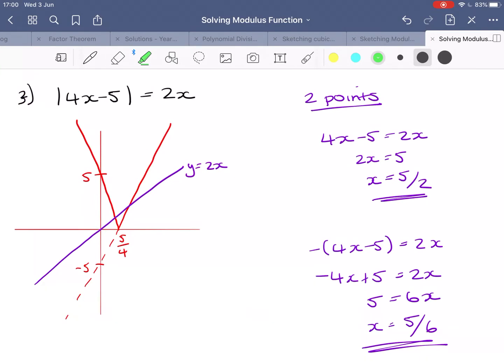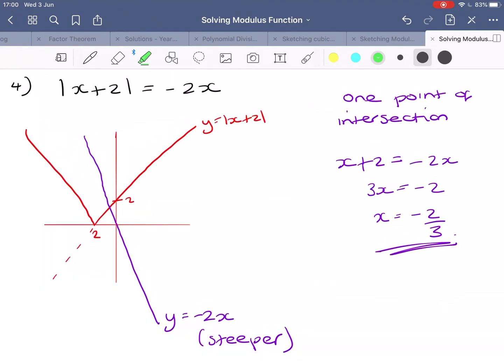Okay, so on this one, we've got our modulus. So we've got the positive modulus cutting the line y equals 2x, and then you've got the negative of the modulus cutting the line y equals 2x to get you two answers. And very similar, but again, we've only got the one solution this time. So we've got the positive version of the modulus graph. So you've got y equals x plus 2 for this line here, meeting y equals minus 2x, and so you've ended up with minus x equals minus 2/3.